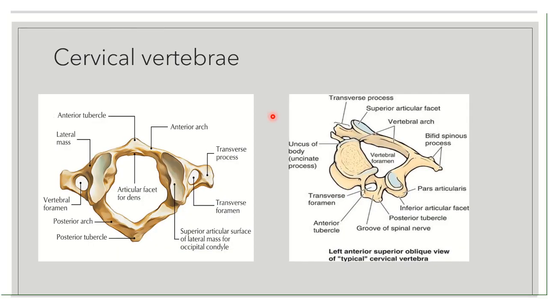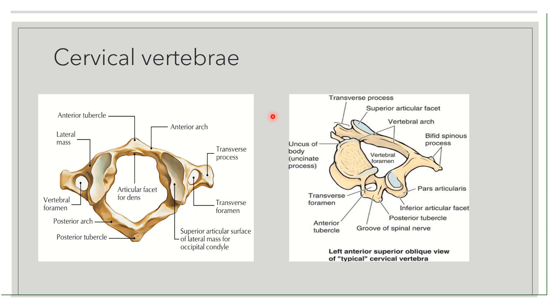Before moving towards the attachments of prevertebral muscles, I would like to show you some bony features of cervical vertebrae. I will not go into details of the bony features of cervical vertebrae, but tell you the bony features that are related to the attachment of the prevertebral muscles. So we have 7 cervical vertebrae, out of which first, second and 7th vertebra are called atypical cervical vertebra, and 3rd, 4th, 5th and 6th cervical vertebra are called typical cervical vertebra.